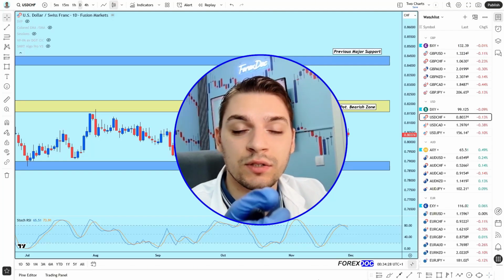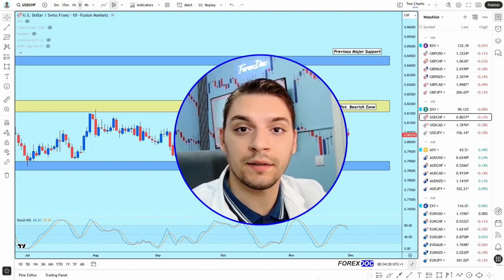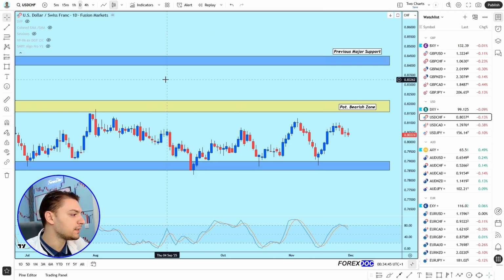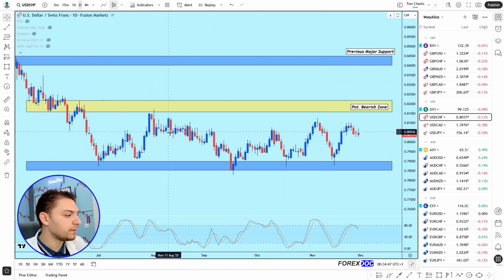I analyzed every single US dollar pair, Bitcoin and gold. So let's start. First pair is US dollar Swiss franc. And this is daily time frame, and as we can see here, we have this consolidation.